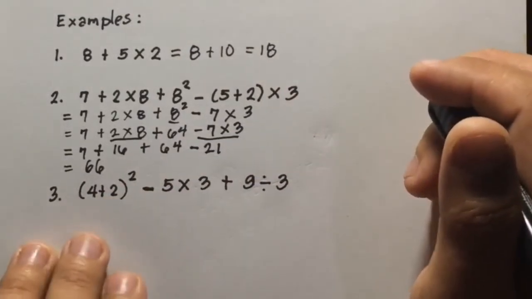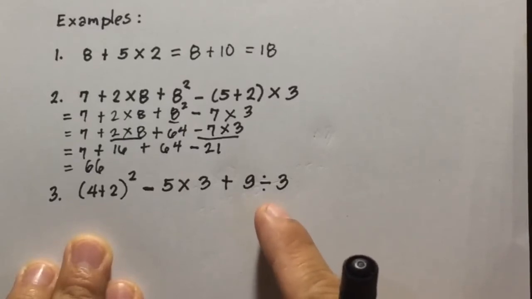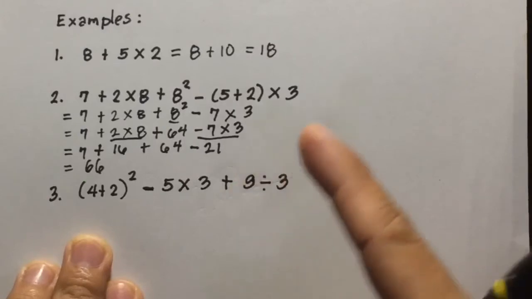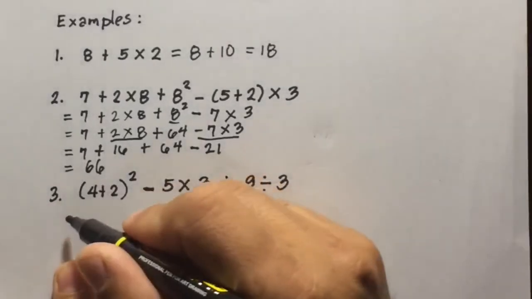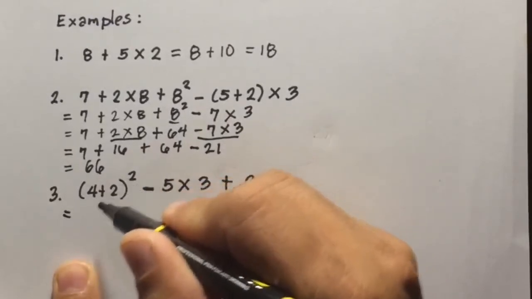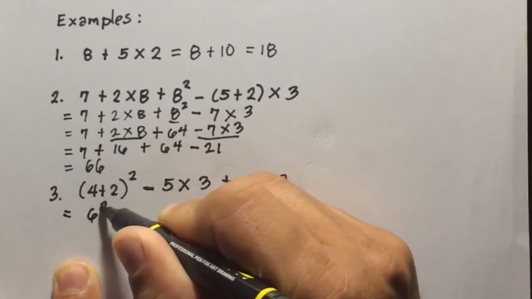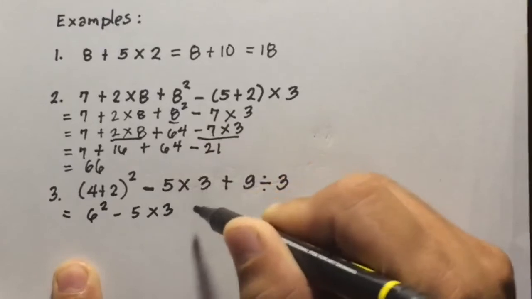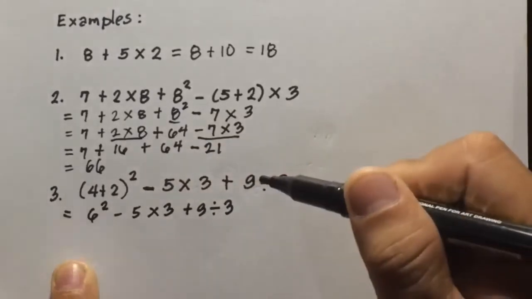Then number 3, the quantity 4 plus 2 squared minus 5 times 3 plus 9 divided by 3. So we're going to operate first the parentheses. So we're going to have first 4 plus 2. So 4 plus 2 is 6. So we're going to have this one as 6. Then we're going to square. Then minus 5 times 3 plus 9 divided by 3.